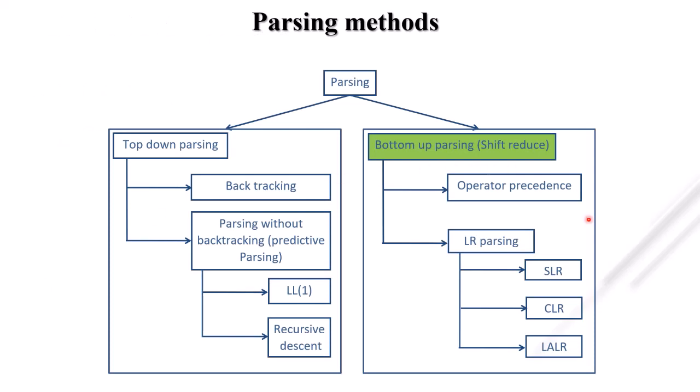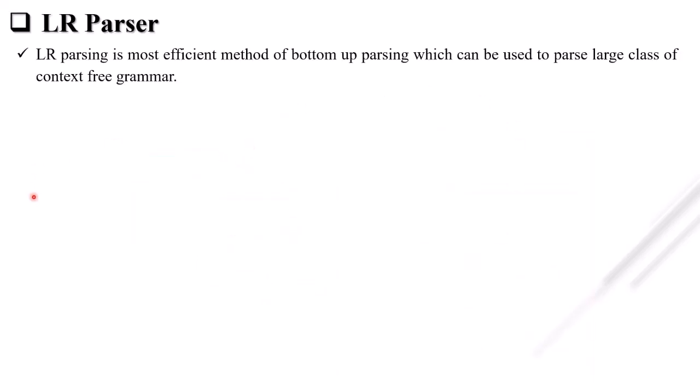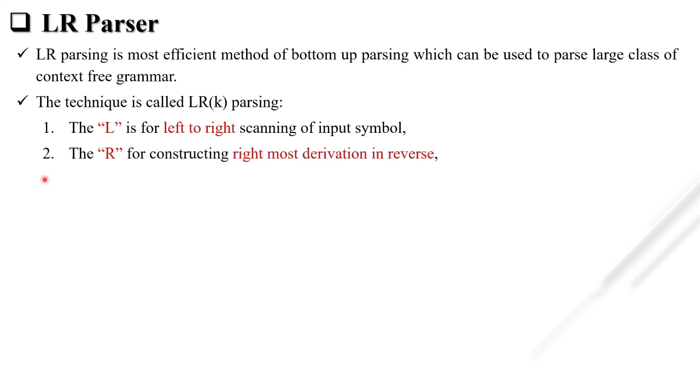So we have already done operator precedence parsing. Next we are going with LR parsing, which has three methods: SLR, CLR, LALR. Now first we see what is LR parsing. LR parsing is the most efficient method of bottom-up parsing, which can be used to parse a large class of context-free grammar. The technique is called LR parsing.